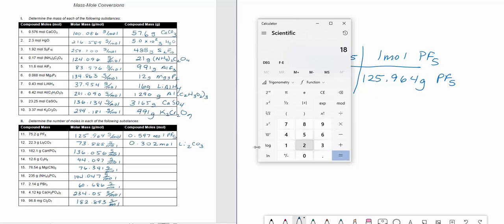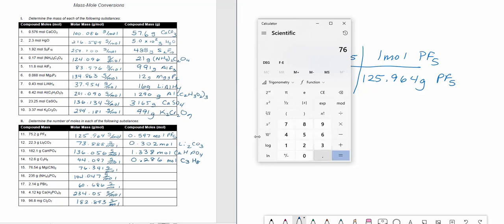Number 13, 182.1 grams divided by the molar mass, 136.056. I started with 4 significant digits, so I'm going to report 1.338 moles of my compound. Number 14, I have 12.6 grams. I'm going to divide that by 44.097 grams per mole. Started with 3 significant digits. I report 3 significant digits, so 0.286 moles of my compound.